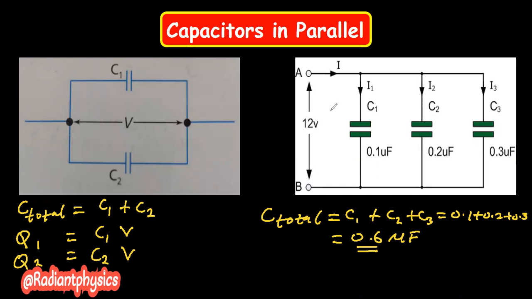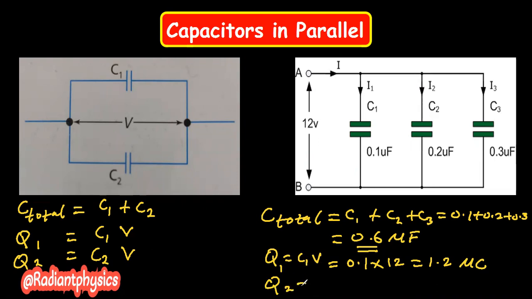And then we can also find the charge on each capacitor. Since they share the same voltage, the potential difference here is 12. So by using the same equation, the charge stored in capacitor 1 will be Q1 equal to C1 times the voltage, which means 0.1 times 12. We should have 1.2 microcoulomb.